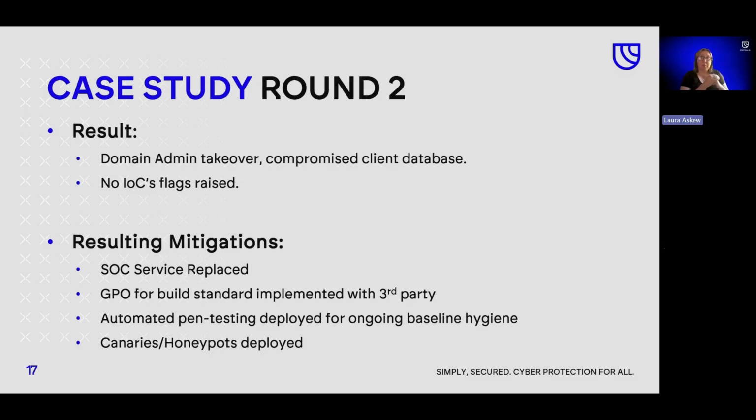The build standards that had previously been supplied to the third party got made into a group policy to be pushed out. And we deployed some automated pen test tools so that we had that ongoing baseline to understand: was the baseline where we expected to be when new things came into the infrastructure? Was it remaining at that baseline, or was it introducing new issues?